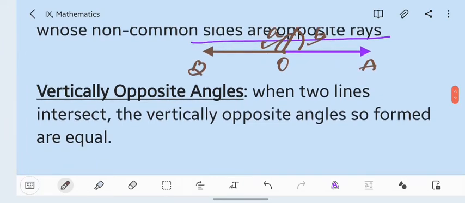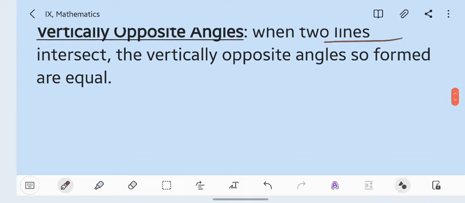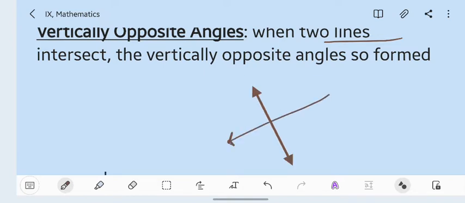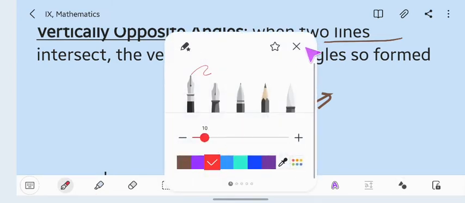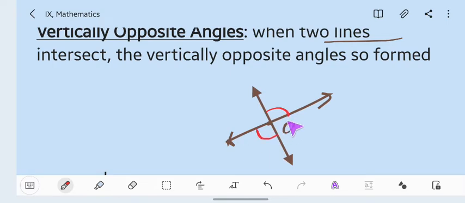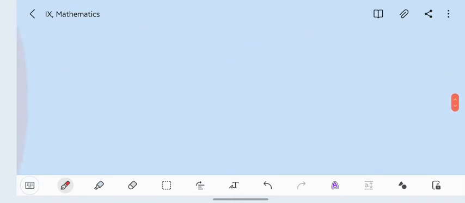The next one is vertically opposite angles. When two lines intersect, the vertically opposite angles so formed are equal. What are they trying to say here? Suppose this is one line, and another line is this. When they intersect each other at a given point O, the vertically opposite angles will be equal. So if this is A, this will also be A. If this is B, this will also be B. So this is under vertically opposite angles, and they are always equal.